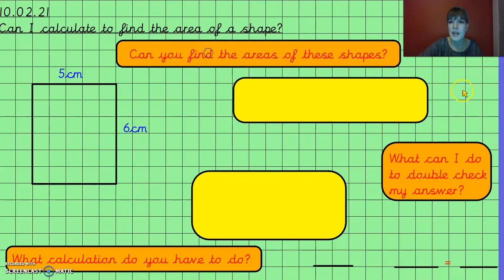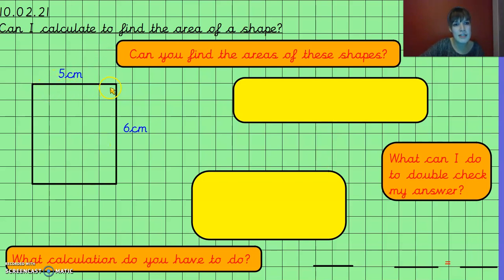There we go. Okay, so for today's lesson, we are going to calculate to find the area. Now, I went through this a little bit on Monday's lesson, and we're just going to be using that today. So, we need to find the area of these shapes. Okay, so I've got one shape here. I've got two shapes covered up that you're going to have a go at. So let's have a go at this shape here.